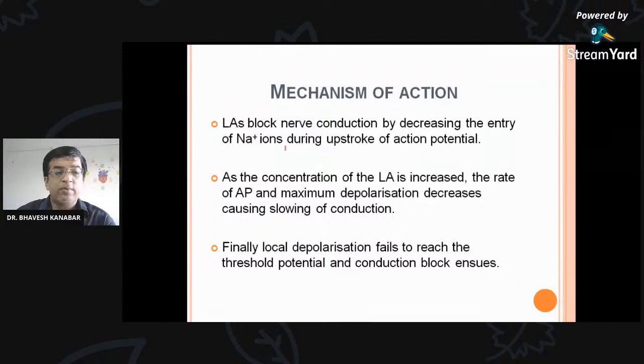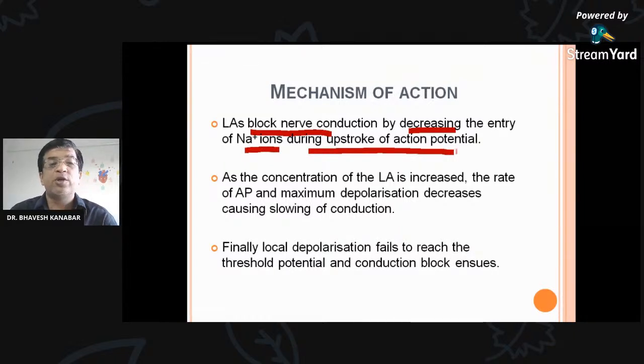Now the mechanism of action of local anesthetics: they block nerve conduction by decreasing the entry of sodium ions during the upstroke of the action potential. You are now experts of nerve muscle conduction. By blocking or decreasing the entry of sodium ions in the action potential channel, nerve conduction is blocked, so sensory as well as motor function will be lost in that part. Suppose we want to perform minor surgery on the finger or hand. If we apply local anesthesia over the hand, nerve function will be blocked by decreasing the entry of sodium ion in that part.